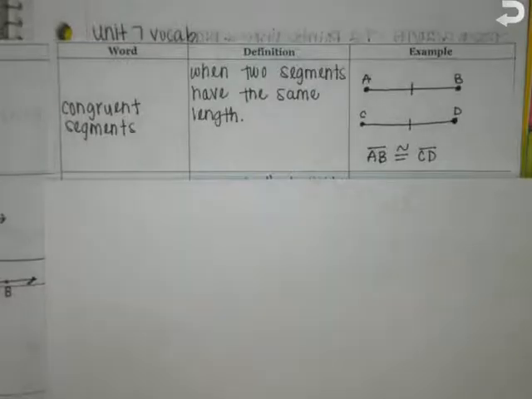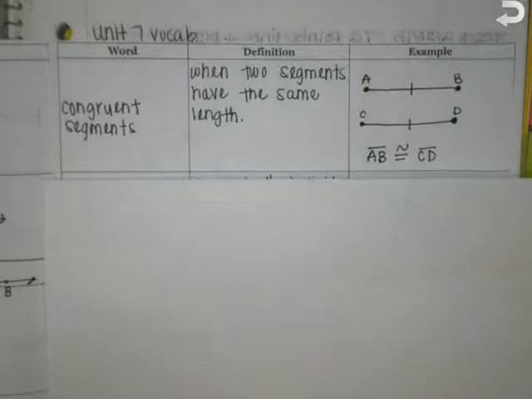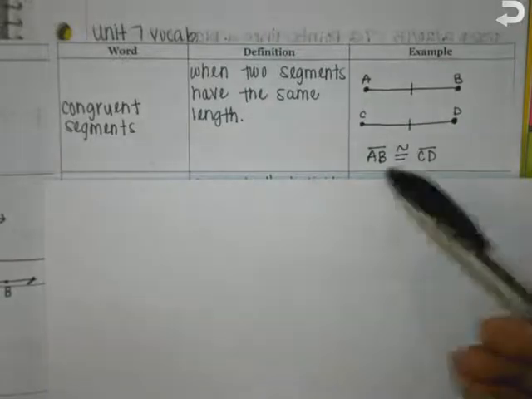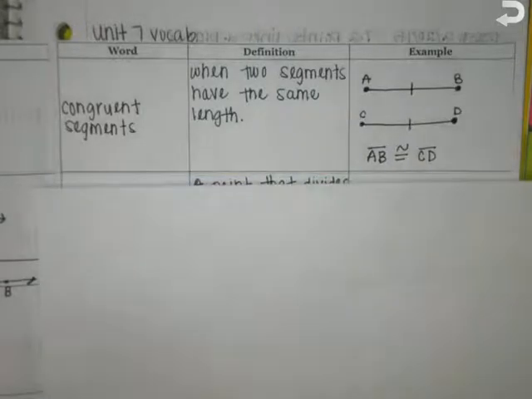Okay, so our next vocabulary is congruent segments. That's when two segments have the same length. So if you look at our example here, we have segment AB and then we have segment CD, and we say that they're congruent by this little symbol here. And if we want to write it out, we can write segment AB is congruent, equal with a little squiggly line on top, to segment CD.